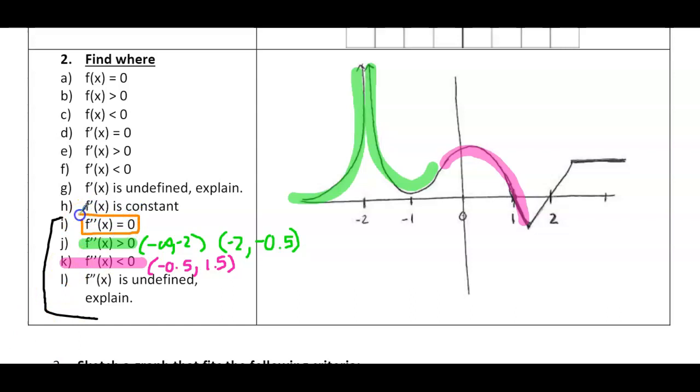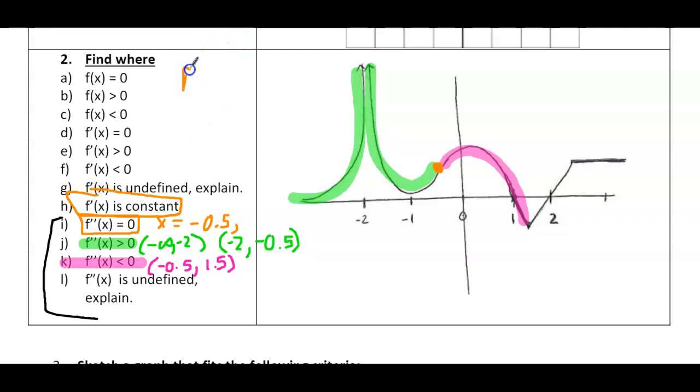f double prime equals 0 where the pink and the green regions meet. So right here, for instance, that's where it's neither positive nor negative, so it must be 0. So I would say at x equals negative 0.5 there, we would have a place where the second derivative equals 0. The second derivative also equals 0 anytime f prime is constant.